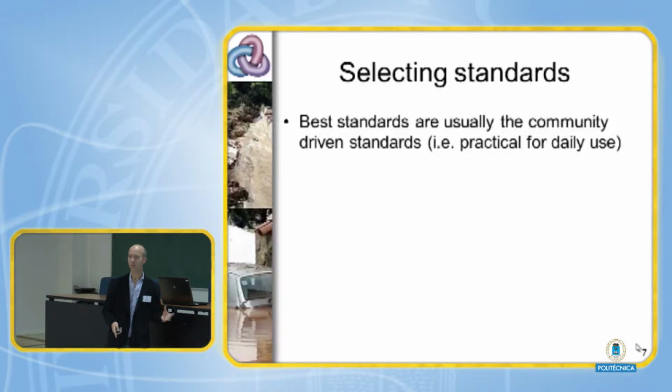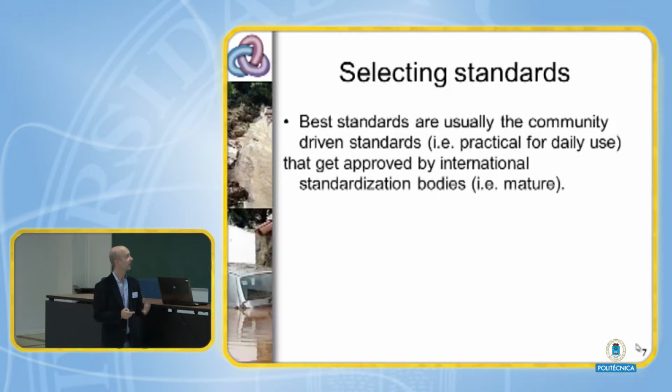So what I would phrase here as a good standard is a standard that's developed by a community, because it's solving the issues that need to be solved in the most pragmatic way. But if it gets approved by international standardization bodies, that means it has some maturity. It's not just that group that found it useful, but there is a wider, and especially if it's an international global body that confirms the usefulness, then it's a signal that it's a good standard.